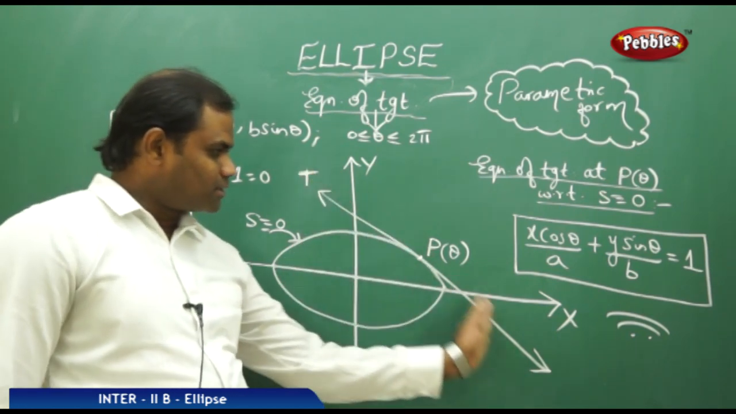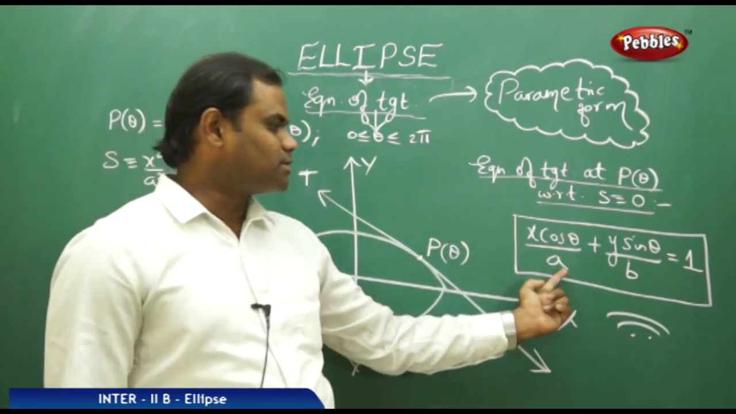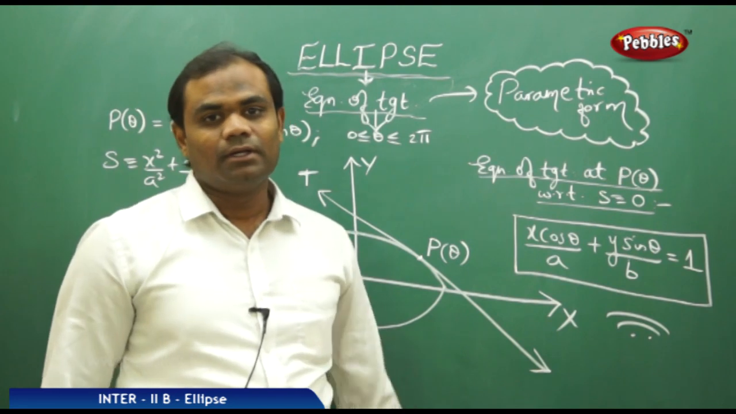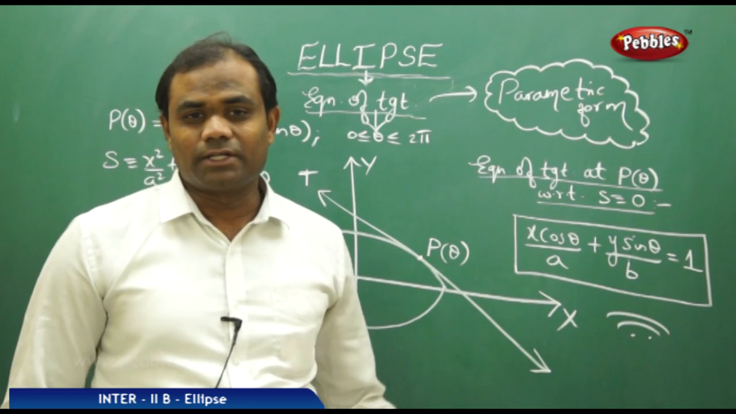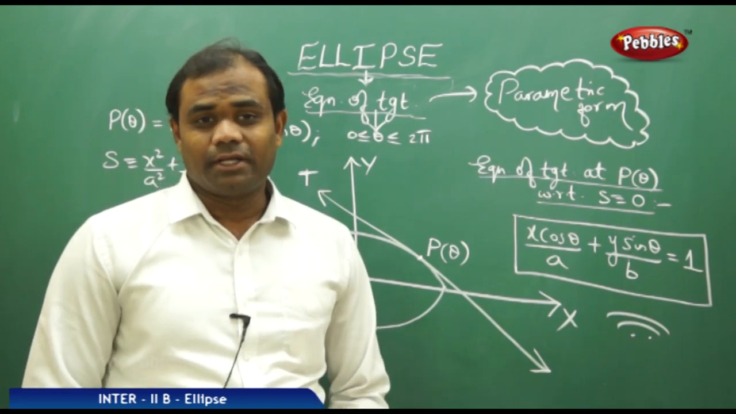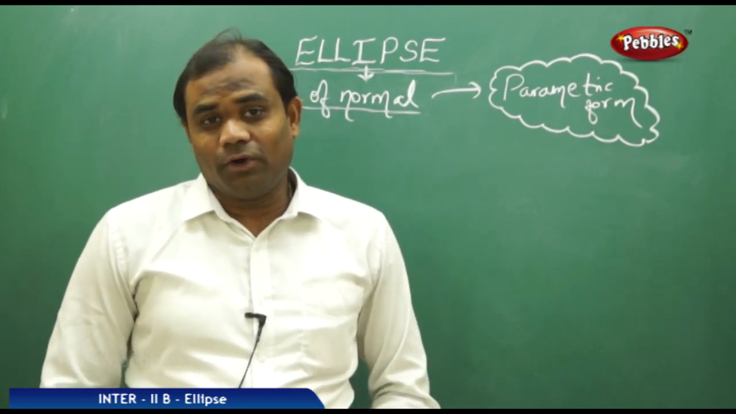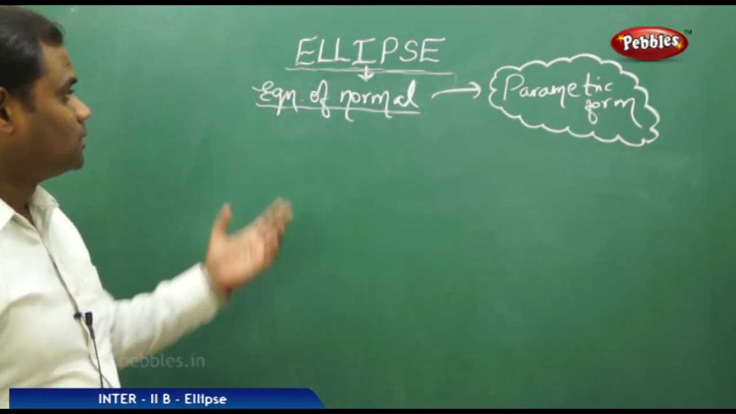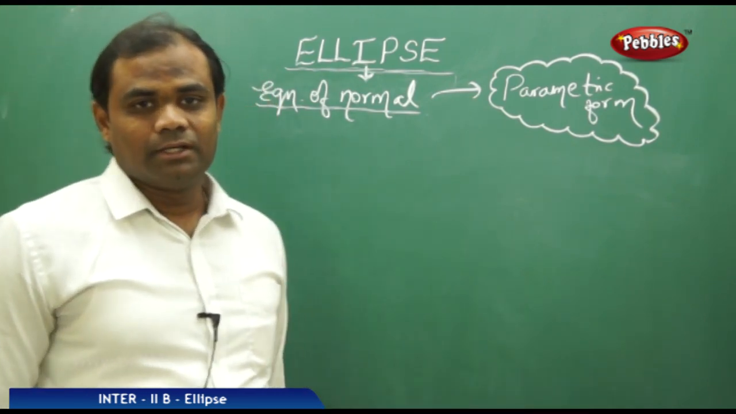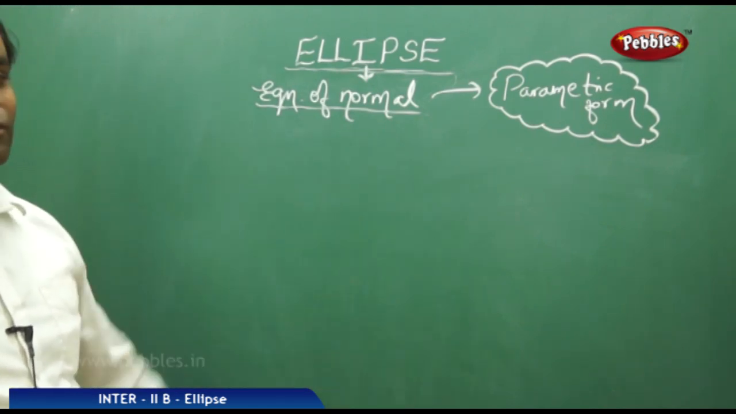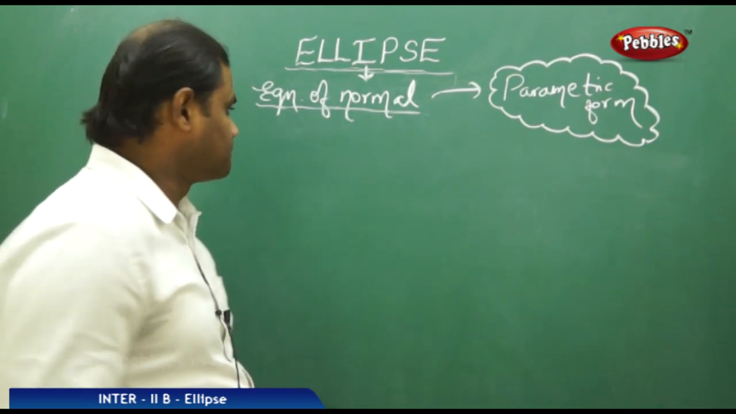Therefore, the equation of the tangent T at the parametric point P of theta is given by x cos theta by a plus y sin theta by b equal to 1, with theta ranging from 0 to 2 pi. That is how we understand the equation of the tangent in parametric form. Now similarly, let's see the equation of the normal in parametric form. As we have discussed the equation of the tangent in parametric form, similarly let's identify the equation of the normal in parametric form using the parametric point P of theta.